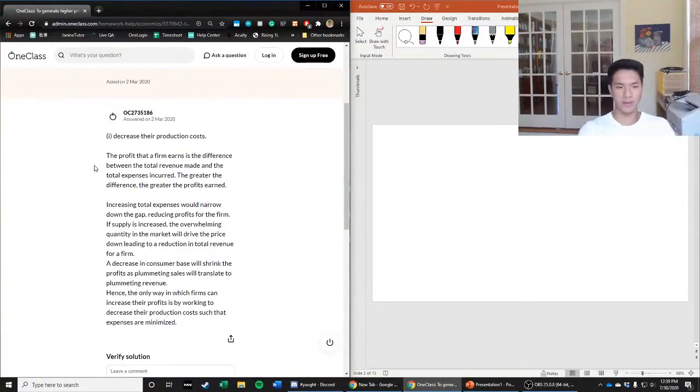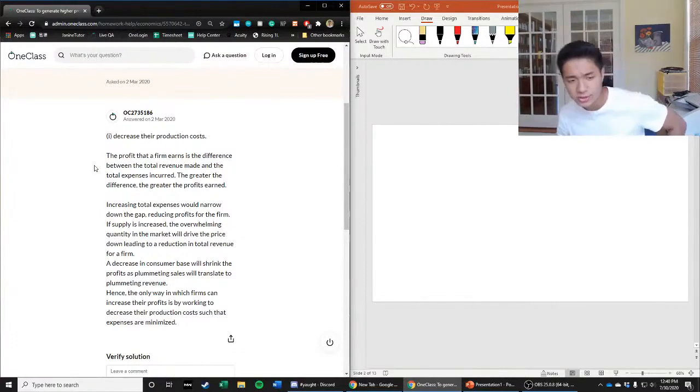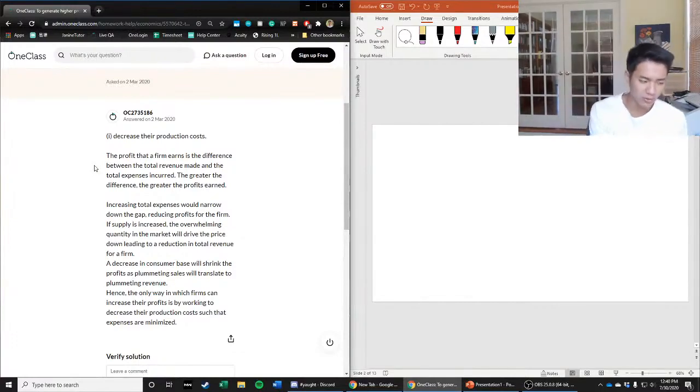And he said the profit that a firm earns is the difference between the total revenue made and the total expenses incurred. The greater the difference, the greater the profits earned. Increasing total expenses would narrow down the gap, reducing profits for a firm. If supply is increased, the overwhelming quantity in the market will drive the price down, leading to a reduction in total revenue, right? We talked about this.